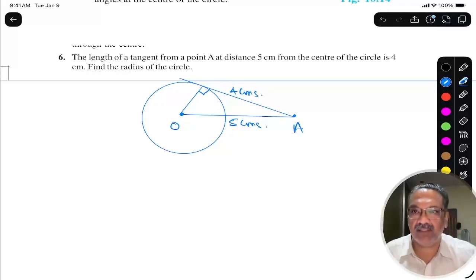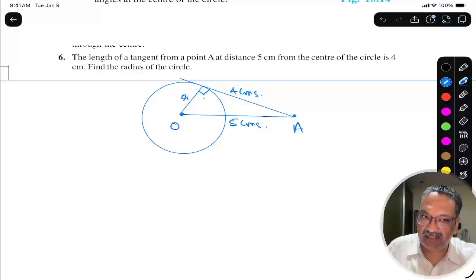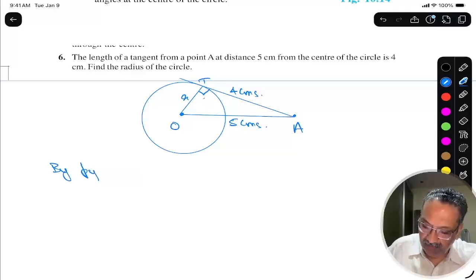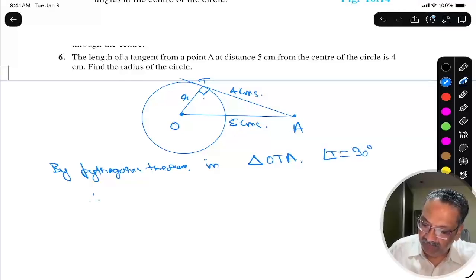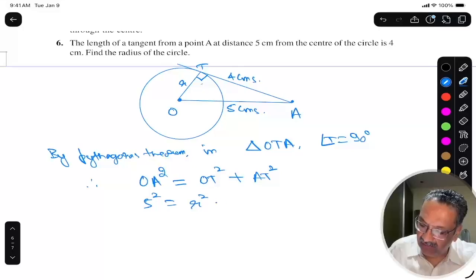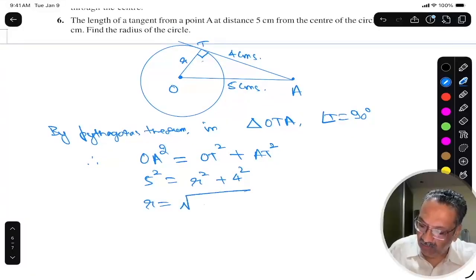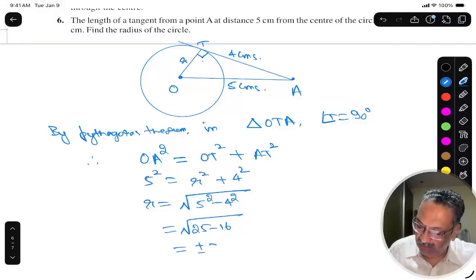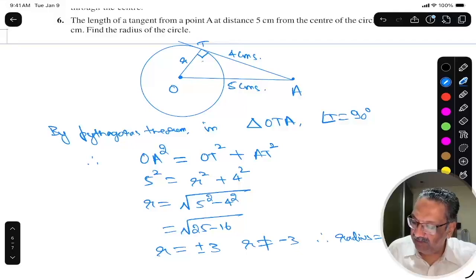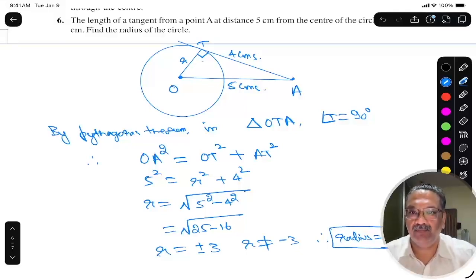See, very simple. Once you understand the question, it is nothing but application of Pythagoras theorem. I will write this radius as R. So, by Pythagoras theorem, in triangle OTA, angle T is equal to 90 degrees. Therefore, hypotenuse square OA square is equal to OT square plus AT square. OA is 5, so 5 square is equal to R square plus 4 square. Therefore, radius is equal to root of 5 square minus 4 square, which is the square root of 25 minus 16, which is equal to plus or minus 3. R cannot be minus 3. Therefore, radius is equal to 3 centimeters. Unit is also very important. Okay.